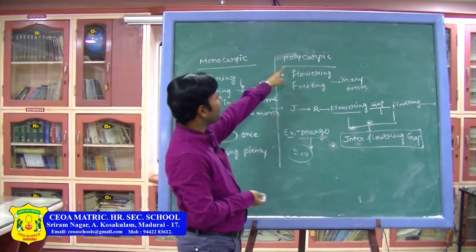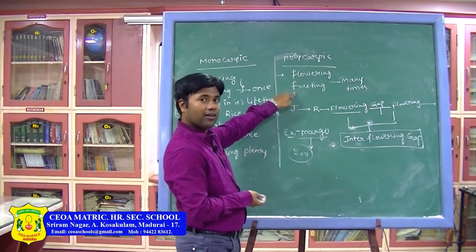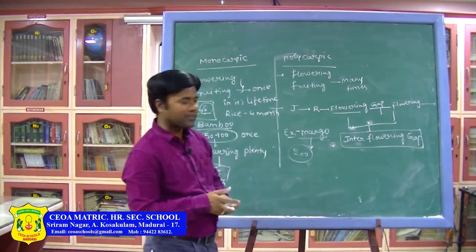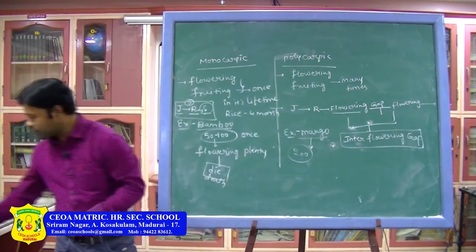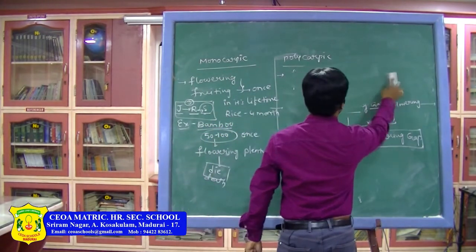That is the reason why it is polycarpic. When flowers and fruits are given many times, that is called polycarpic. One more example, let us see, that is Strobilanthes kunthiana under the polycarpic.